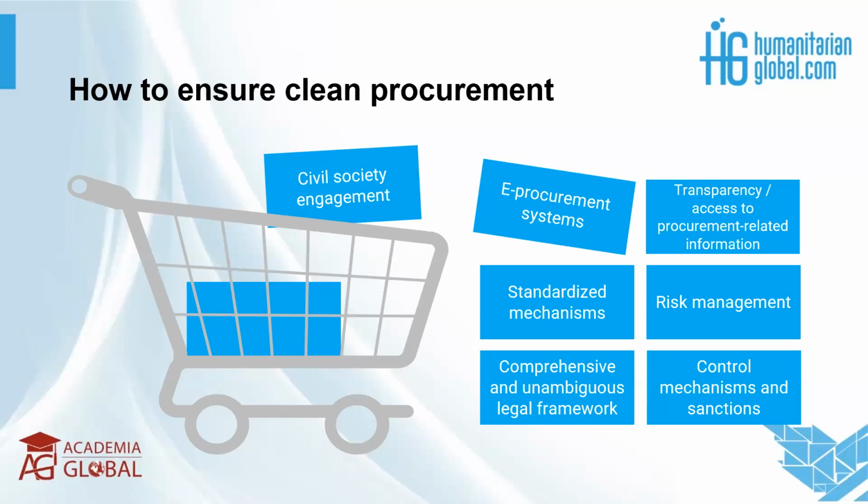The other one is transparency and access to procurement related information. Transparency is very key in curbing corruption. So when we have access to information, there's transparency in how we do things, in how we qualify our suppliers, in how we award tenders, in how we evaluate, in how we dispose, then we have less likelihood of having corruption. The other one is having a process in between on how to manage our risks, and finally control mechanisms and sanctions. So how do we control that?